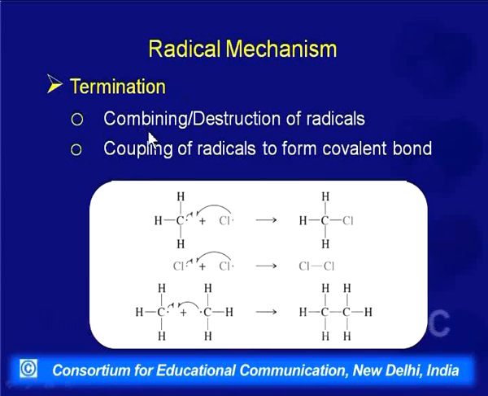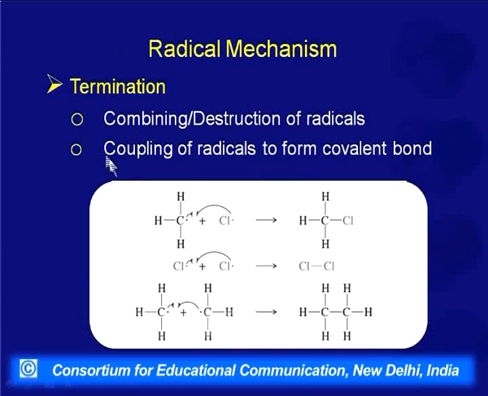The last step for this particular molecule happens to be the termination step. In the termination step, combining and destruction of radicals takes place. Now the radicals that have formed are very unstable. So, for getting stability, they need to combine, and we call it destruction also, because we are basically destroying the radicals and forming the molecule which is desired.